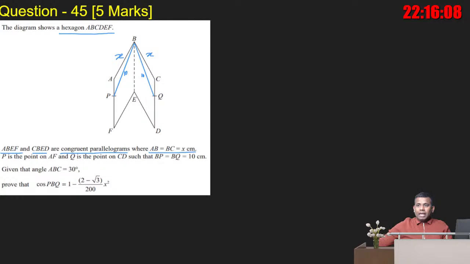Given that the angle ABC is 30 degrees, prove that cos PBQ equals something. The diagram looks a little bit messy, so I'm going to draw the diagram separately on my sheet, drawing two triangles because I don't want to mark everything in a messy way.